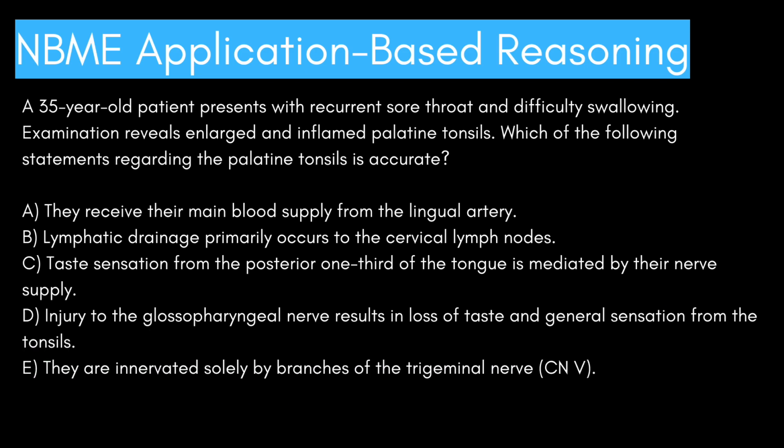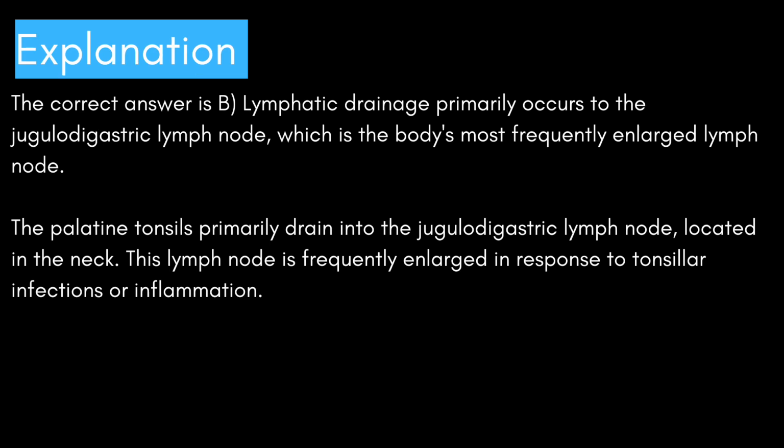All right, I think I gave you guys enough time here. I'm gonna move on to see what the correct answer is and what the reasoning behind it is. If you need more time, feel free to pause the video. Otherwise, moving on now. The correct answer is B. Lymphatic drainage primarily occurs to the jugulo-digastric lymph node, which is the body's most frequently enlarged lymph node. The palatine tonsils primarily drain into the jugulo-digastric lymph node located in the neck. This lymph node is frequently enlarged in response to tonsillar infections or inflammation.